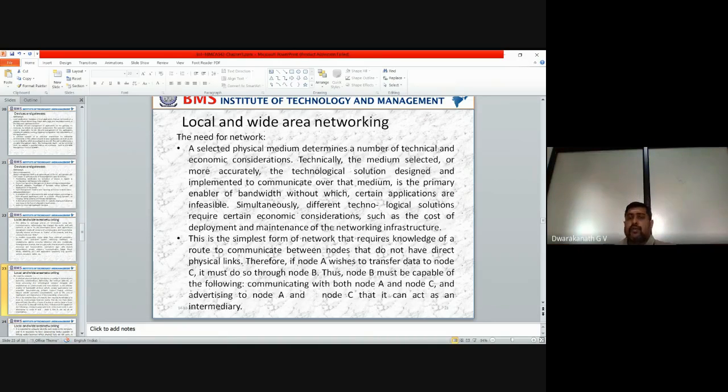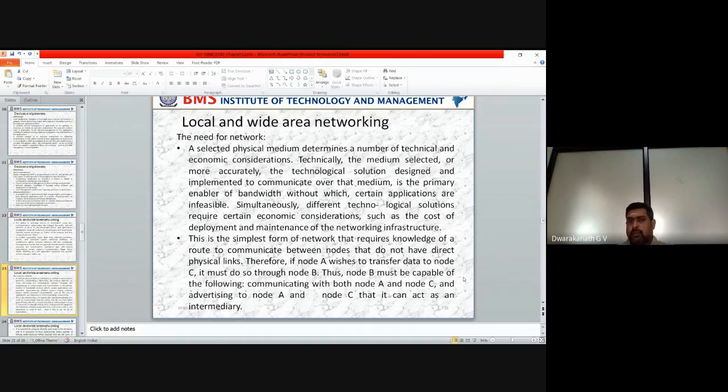This is the simplest form of a network that requires knowledge of the route to communicate between nodes. Whenever you come back to the networks, how are we going to communicate? I will communicate from node to node. There are physical links, and from those physical links we are going to communicate. Assume that A, B, C are three nodes. From A to B I can communicate, and B to C there is connectivity. When I want to communicate from A to C via B, I can. Therefore, if node A wishes to transfer data to node C, it must do so through node B.